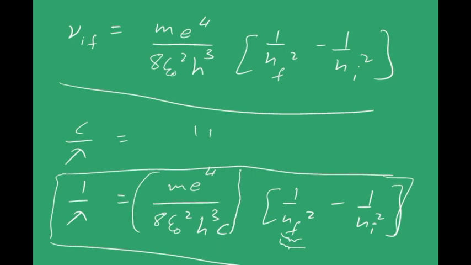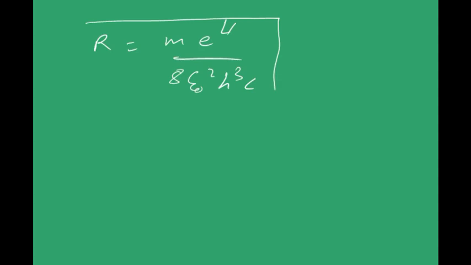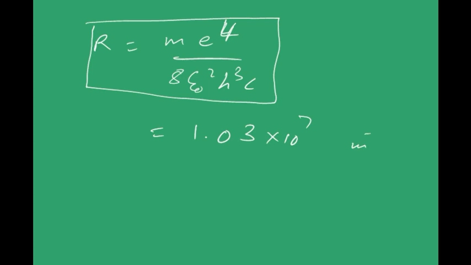So what is common in all of this? This part is common, and we wrote it as Rydberg's constant, you remember? So this should be my Rydberg's constant, right? m e power 4 by 8 epsilon naught square h cube c. Of course, this is the Rydberg constant given by Bohr's model of atom. And note that all these are constants, m, e, epsilon, all these are constants, right? So if I put the values, I'll get it to be 1.03 into 10 power 7 per meter.